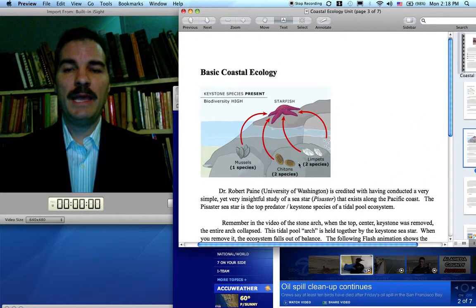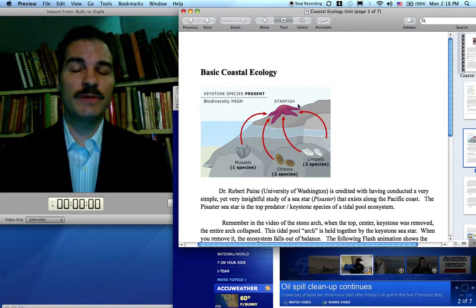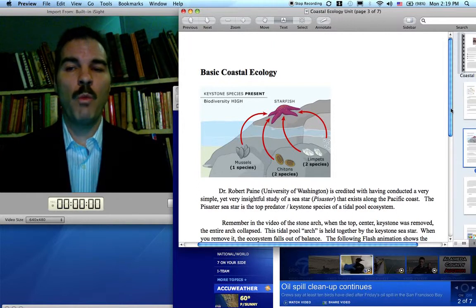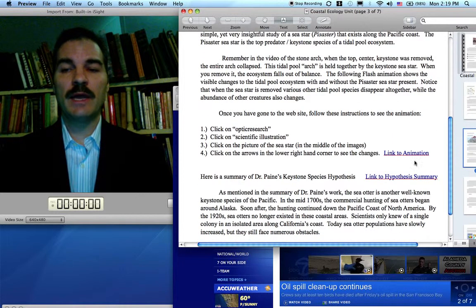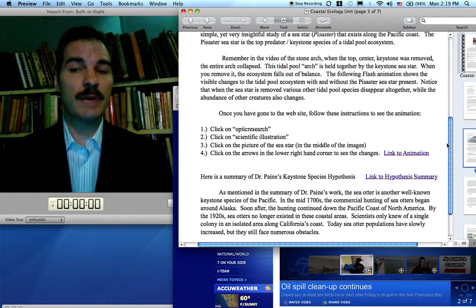Dr. Robert Paine solidified that particular concept in the world of science by studying this particular starfish which exists in the intertidal zones of Washington State, the Pisaster starfish. In this experiment, he showed the changes that occurred when the starfish was present or when it was removed. And we've got a nice animation here which will allow you to actually remove or add that starfish and see the corresponding changes.